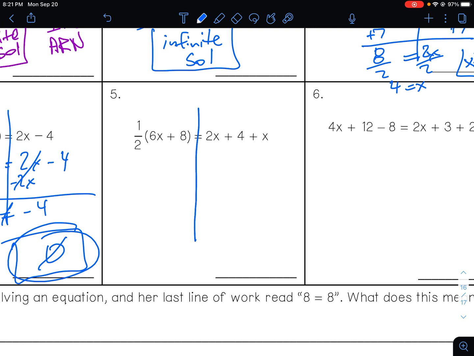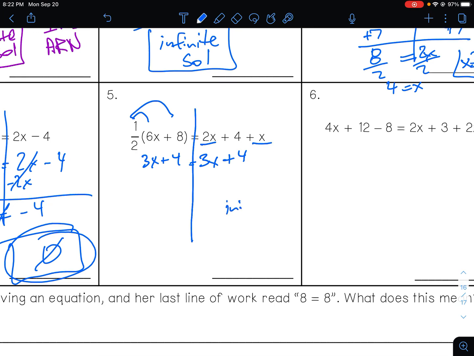Draw the wall down the middle. 1/2 times 6. So 1 times 6 is 6. Divided by 2 is 3x. 1/2 times 8. What's half of 8? That's 4. On the other side, I have 2x and 1x, which are like terms, so that's 3x, and then plus 4. Look at this. 3x plus 4 equals 3x plus 4. Those are both exactly the same on both sides. That is infinite solutions.